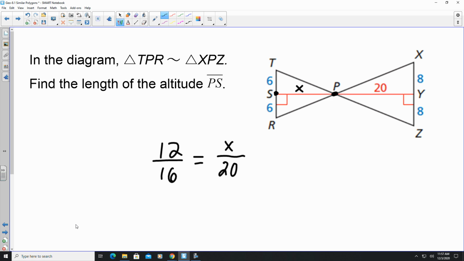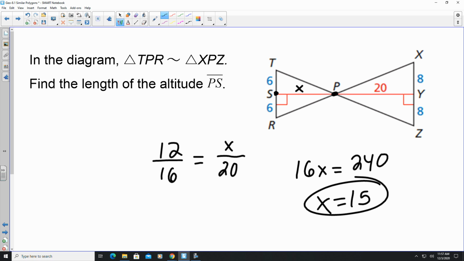So I do the cross products here. I get 16x is equal to 20 times 12, which is 240. Divide everything by 16. X is 15. So the altitude for PS is 15.